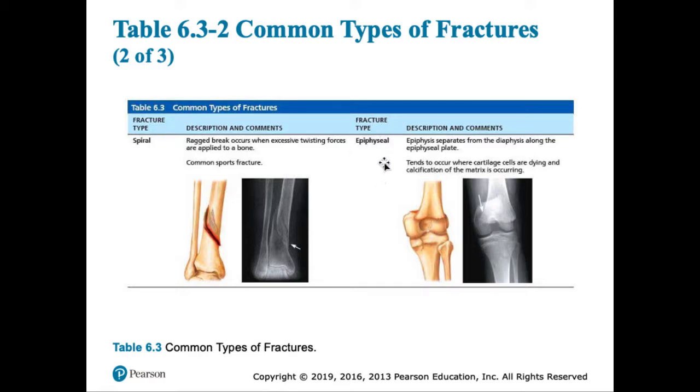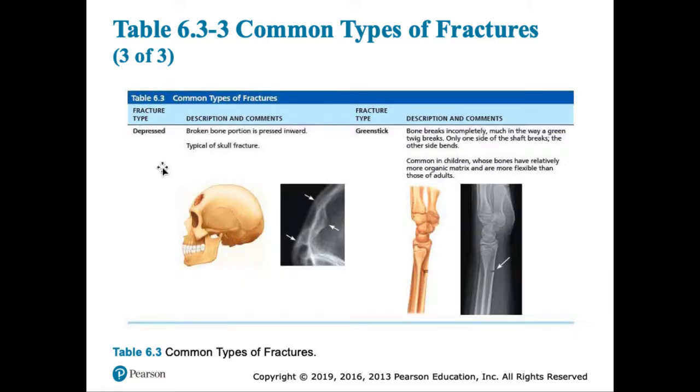And then we have these epiphyseal fractures. That's when the epiphysis separates from the long part of the bone, the diaphysis, along that epiphyseal plate. Basically, it tends to occur where cartilage cells are dying and calcification in the bone matrix is occurring. There's also depressed fractures. Broken bone is pressed inward. This is typical in a skull fracture when something is hit on the head or beaten about the head. You might have some kind of skull fracture there.